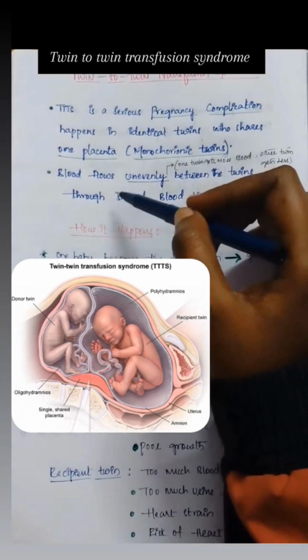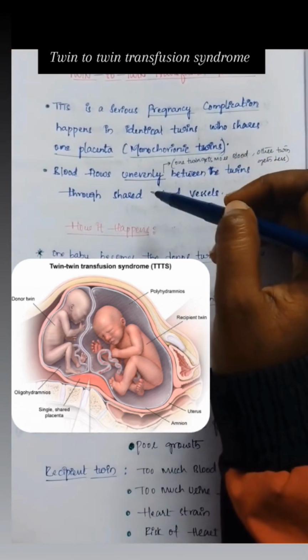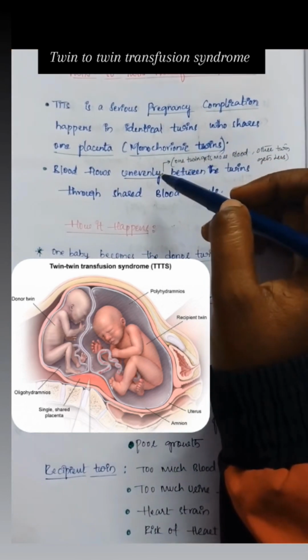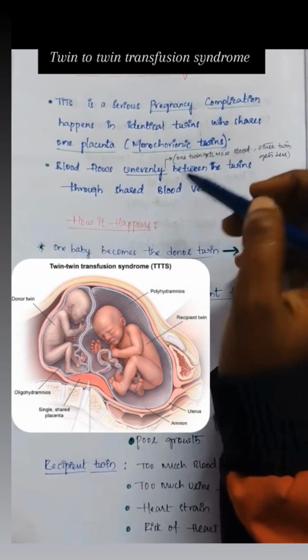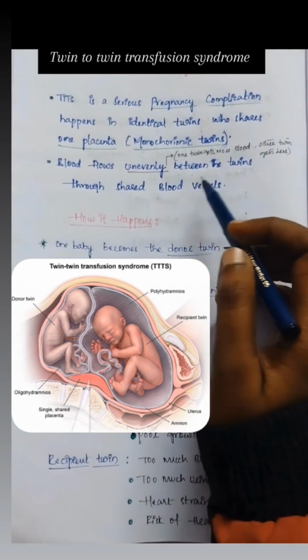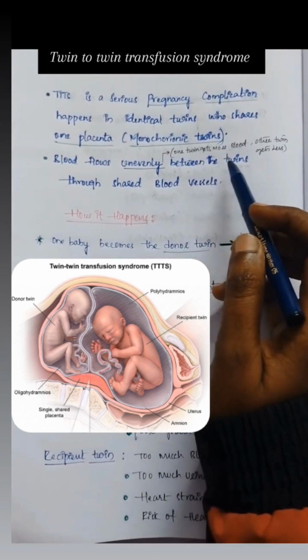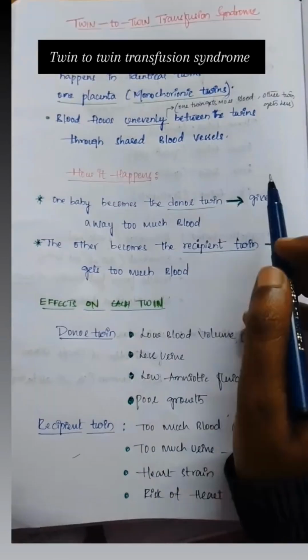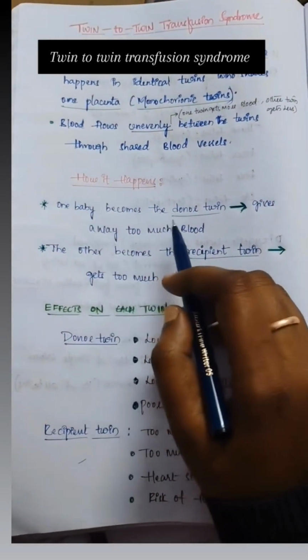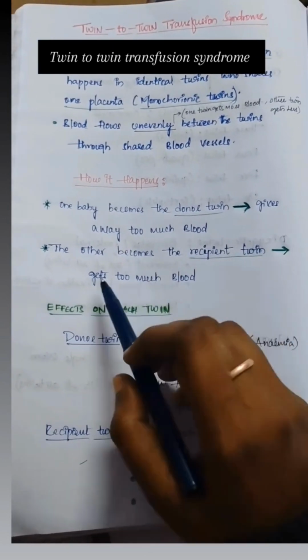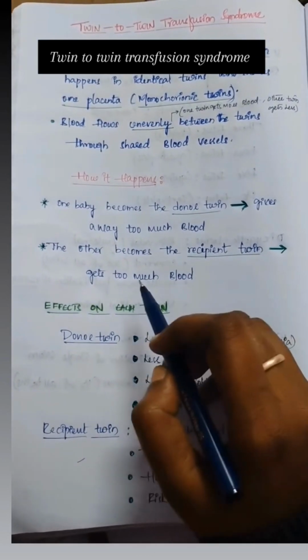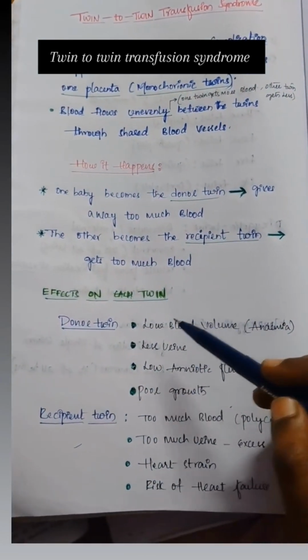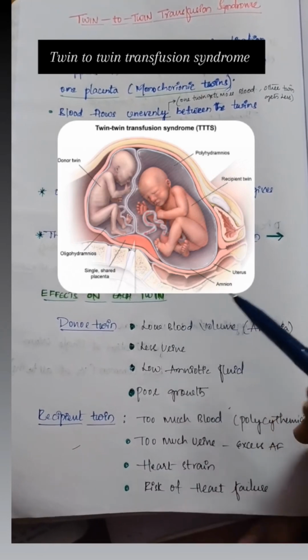Twin-to-twin transfusion syndrome is a serious pregnancy complication that happens in identical twins who share one placenta, that is monochorionic twins. Here the blood flows unevenly between the twins, meaning one twin gets more blood and the other twin gets less blood through their shared blood vessels. As we discussed, one baby becomes the donor twin, giving away too much blood, and the other becomes the recipient twin, getting too much blood. And here you learn how it affects each twin.